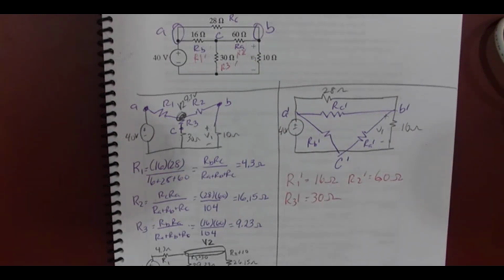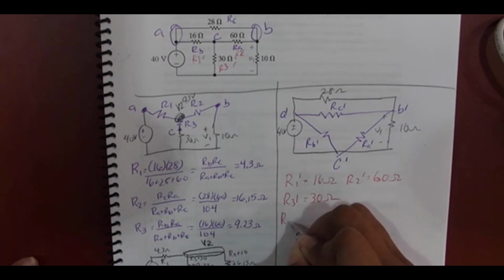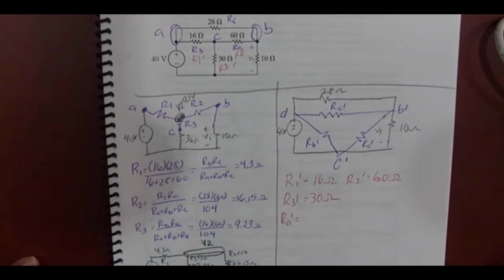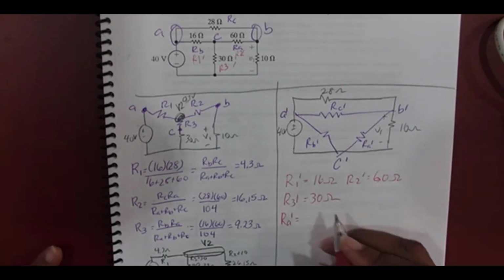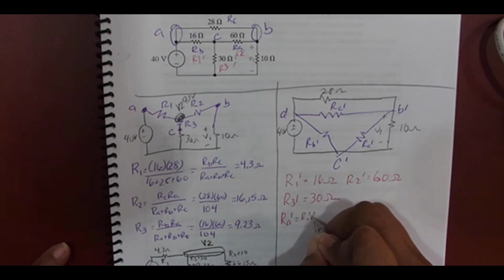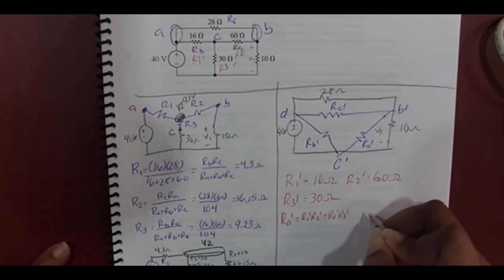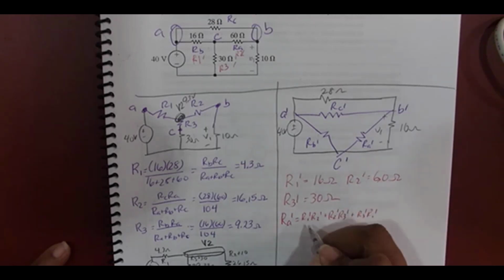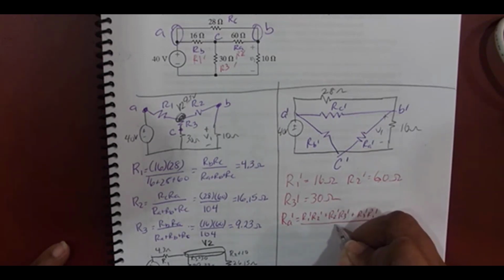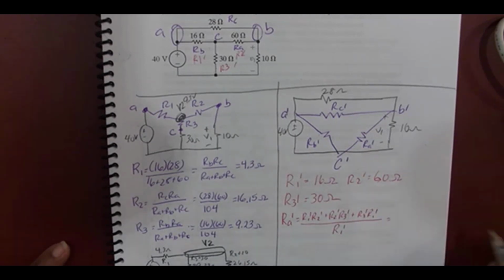So I don't have this side memorized, so I have to look. It's not bad though. So RA prime is R1 prime R2 prime, plus R2 prime R3 prime, plus R3 prime R1 prime, divided by R1 prime. Okay.